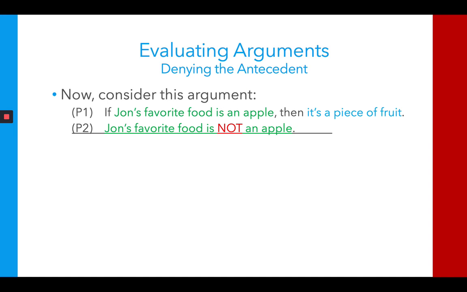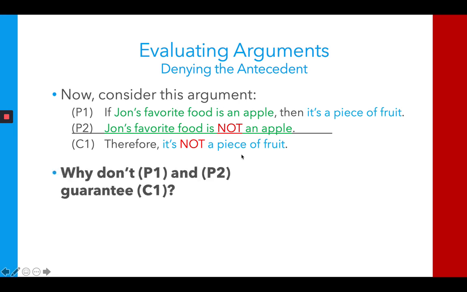You can give another example, right? If John's favorite food is an apple, then it's a piece of fruit. John's favorite food is not an apple. Therefore, John's favorite food is not a piece of fruit. Well, do these premises guarantee the conclusion? Let's say that if John's favorite food is an apple, then it's a piece of fruit. That's true. And let's say that John's favorite food is not an apple. Is it possible for these premises to be true, but the conclusion be false?